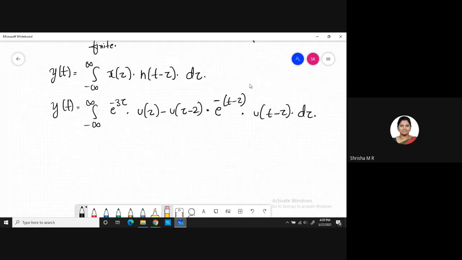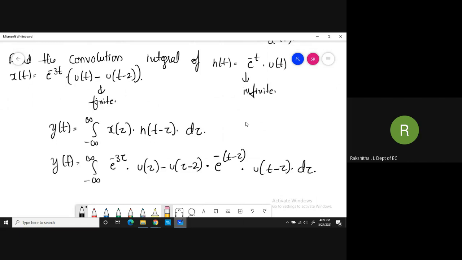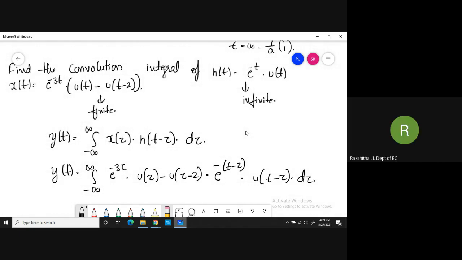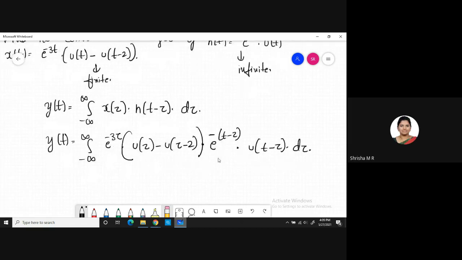Got it? It's clear? Excuse me, ma'am. Yes. Ma'am, it should be e power minus 3 tau into u of tau minus u of tau minus 2, with a bracket for the complete term, no ma'am? Like e power minus t minus tau is multiplied with both the terms, right, ma'am? Yeah, you can take a bracket. Okay, ma'am. So is it clear?